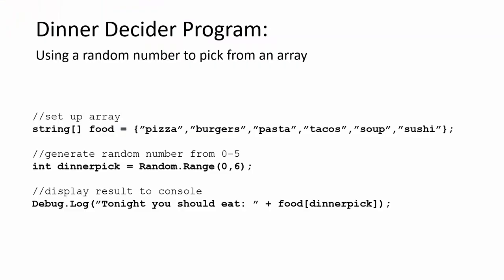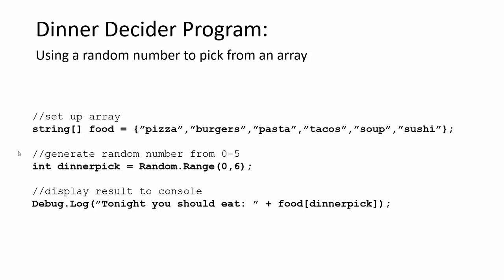So I have one more example. Let's say I wanted to make a little program called the dinner decider, and this would help me figure out what to eat for dinner if I can't make up my mind. So with this, I can set up an array, and it would have my food items that I could choose from. So I could have an array called food, holding pizza, burgers, pasta, tacos, soup, and sushi.